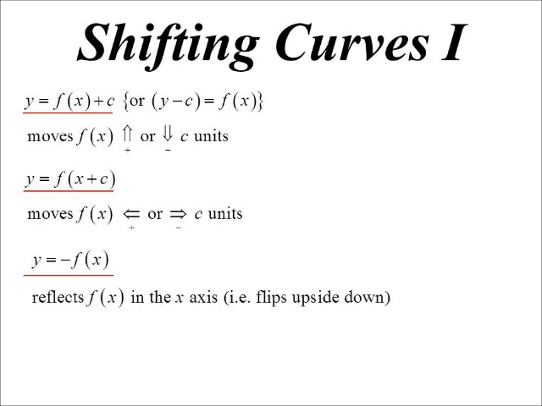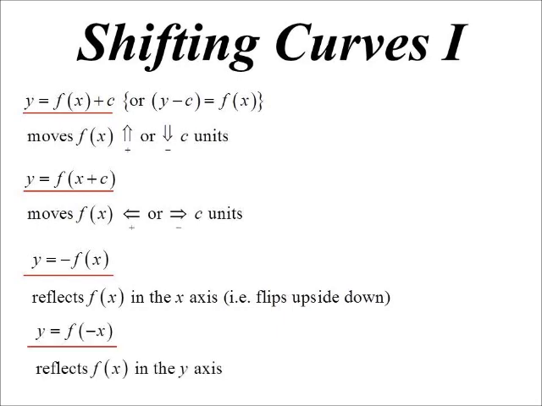Okay, y equals minus the function of x. So if we put a minus out the front, that basically has the effect of flipping it upside down, because all the y values that were positive are now going to be negative, and the ones that were negative are now going to be positive. So it will flip upside down, or reflect in the x-axis, I suppose is another way of thinking about it.